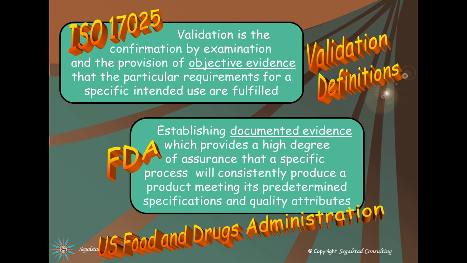The U.S. Food and Drug Administration says that validation is defined as establishing documented evidence which provides a high degree of assurance that a specific process will consistently produce a product meeting its predetermined specifications and quality attributes. While it seems like these two definitions are different, I think they basically say the same. One talks about the objective evidence and the other about documented evidence. The underlines there, they are mine.